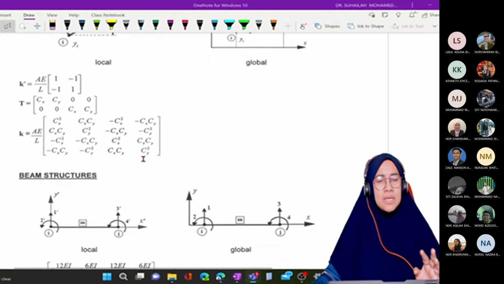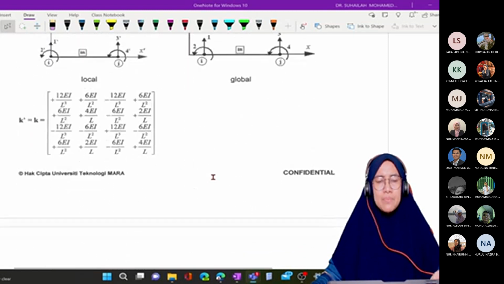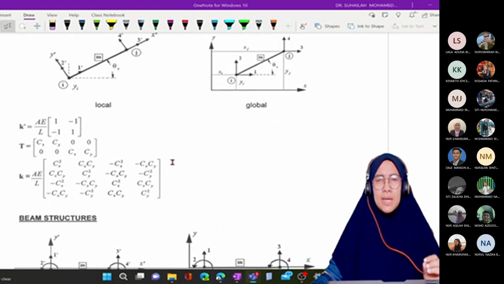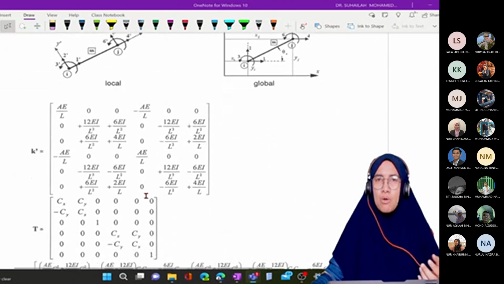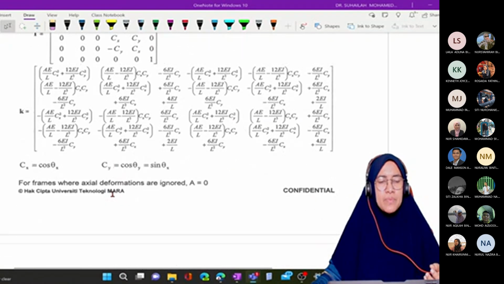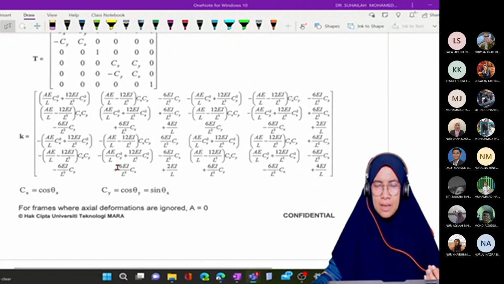So it looks like truss and beam combine their effects. In truss we have AE, the axial effect. In beam, we have what we call the bending effect, EI. So in frame, there is a combination of EA and EI in one formula.